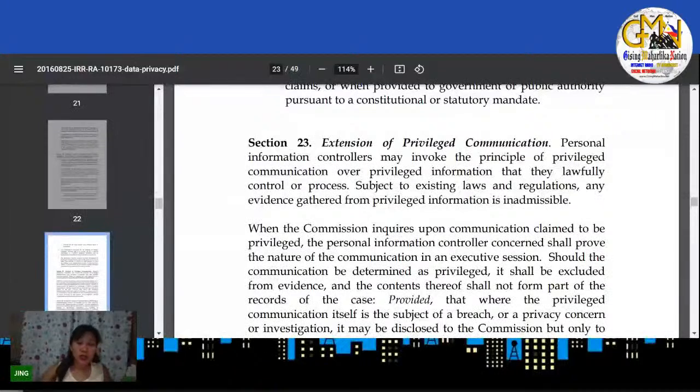Section 23. Okay. Tanggalan ako ng tubig.